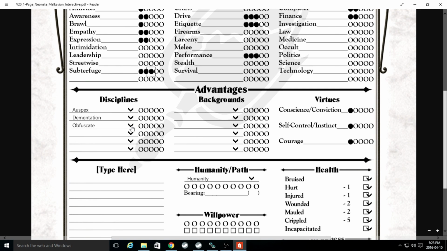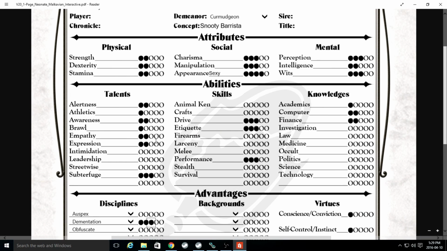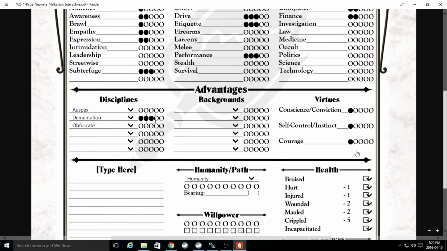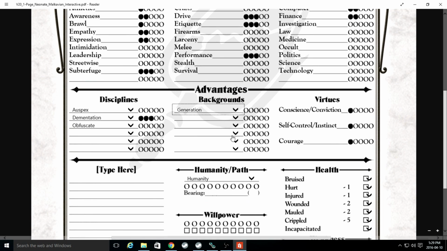Now for this one, yeah, I think we will. We are going to do 3 dots in dementation for him. So that's going to be our charisma and empathy, our manipulation and our subterfuge, and our perception and occult. Now I need to throw some dots on occult, but that's what freebies are for. So we'll look over here. We're going to do generation, resources, and mentor for our snooty barista.